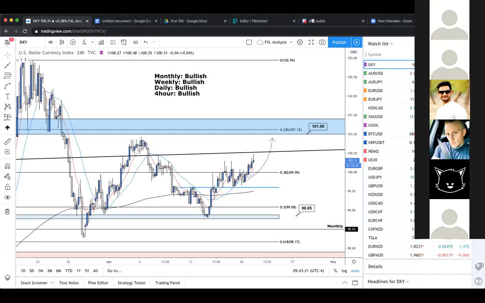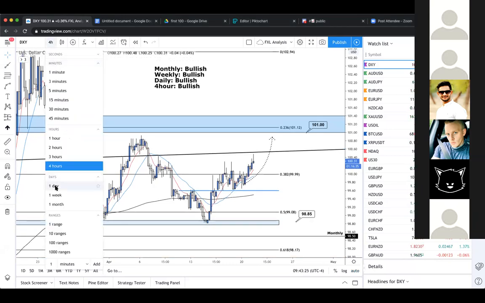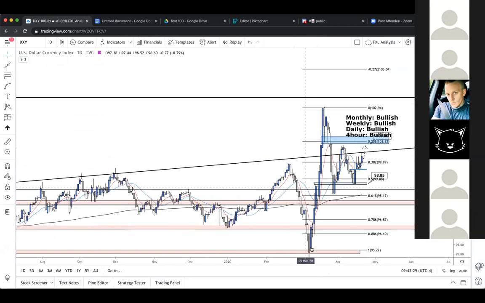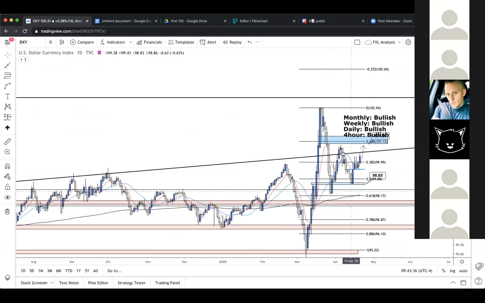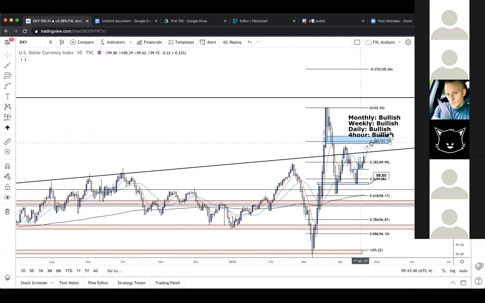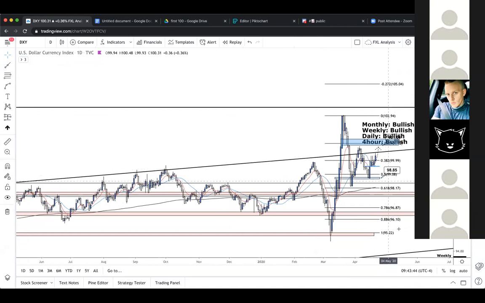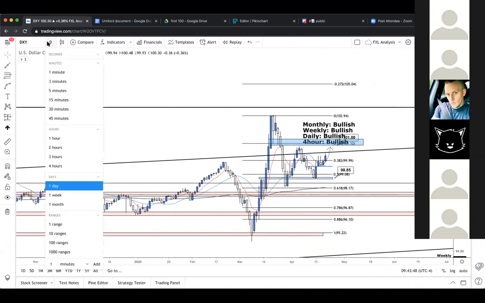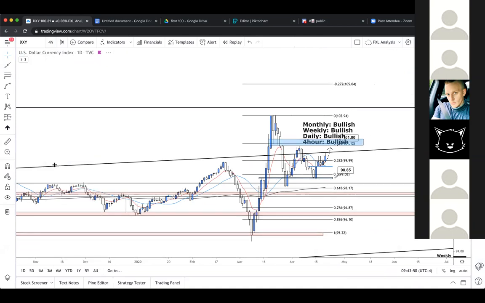So here we go. This is DXY. It's maintaining. It's bullish on all major time frames, right? We had this large amount of volatility at the start of the lockdown, and now we've been seeing consolidation to some extent in this area above our monthly around 98.50. We've been seeing it range between 101 and 98.50 for quite some time now. So again, just to give you guys the overall sentiment, very bullish on the weekly, daily, monthly, and now 4-hour.